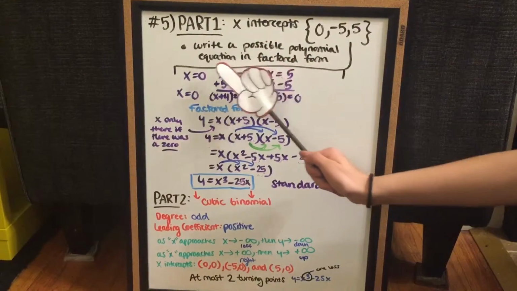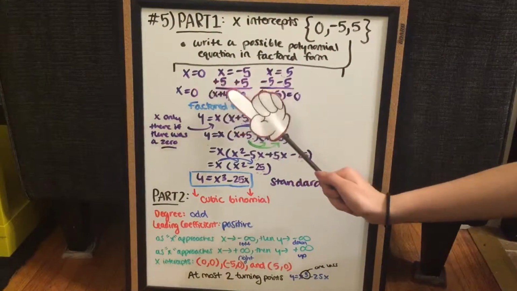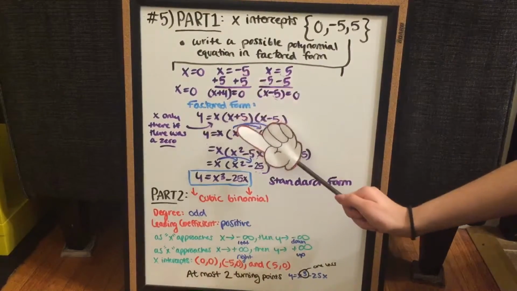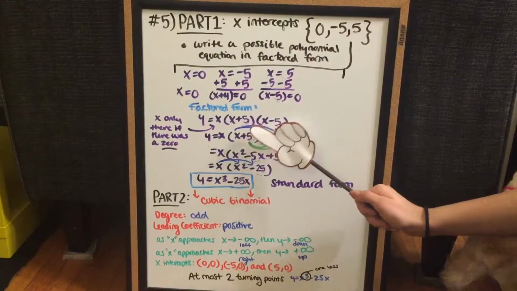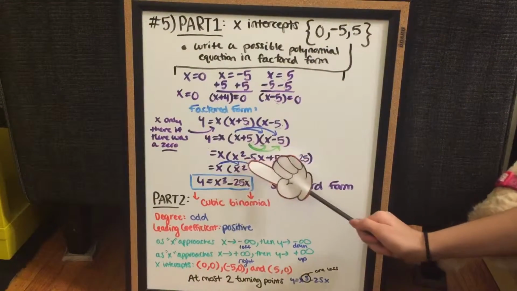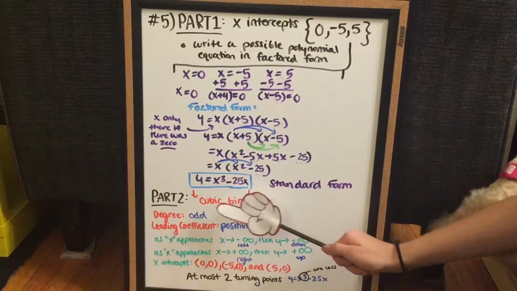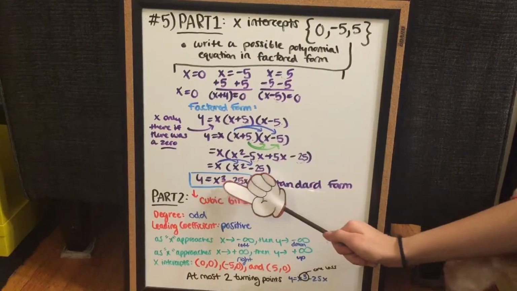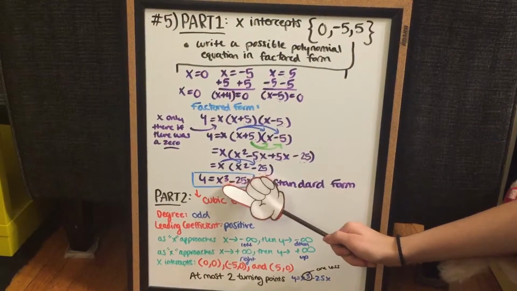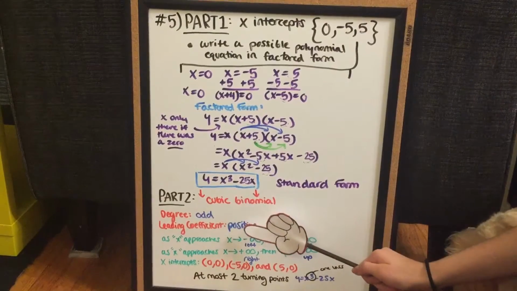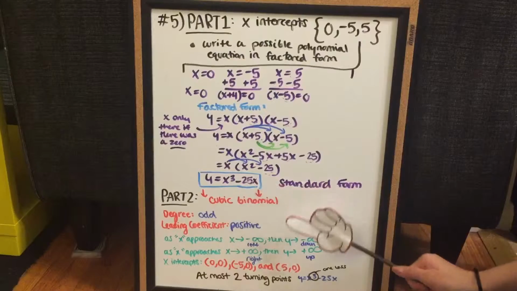For number 5, write a possible polynomial equation in factored form. You take the x-intercepts and you get them into their factored form, and the x is only here if the first is 0, and you distribute, do the standard math to get the standard form. And it's a cubic binomial because it's x to the third and there are 2 terms, with the degree being odd because 3 is an odd number, and the leading coefficient is positive because there's no negatives.